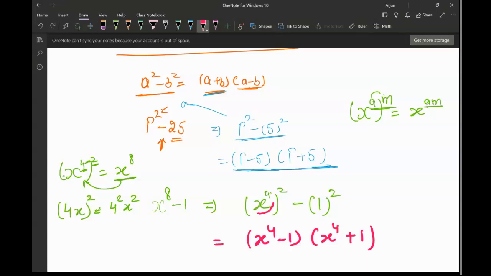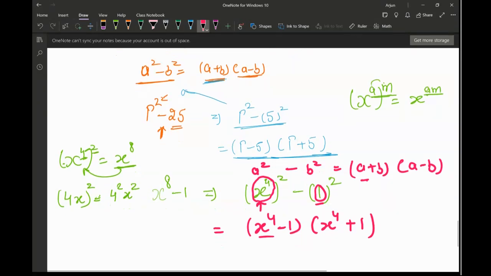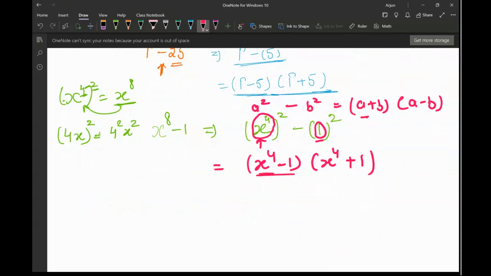This whole thing becomes a, and a square, this becomes b minus b square, which is a plus b, a minus b. So a is what? x raised to the power 4 is a, and this is 1. Now this is x raised to the power 4. I can again convert it into the simpler form. I can write it x square and then square outside minus 1. When there is an addition, you cannot do anything with that.